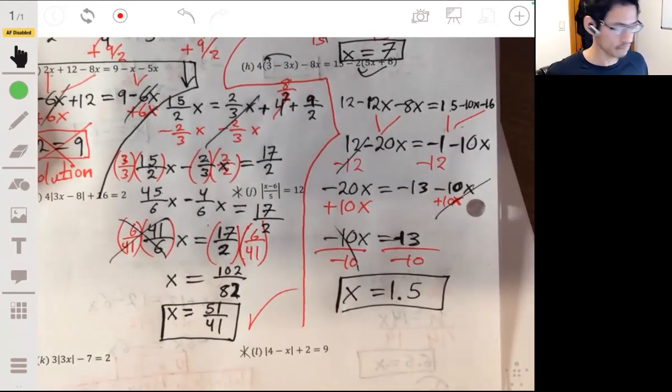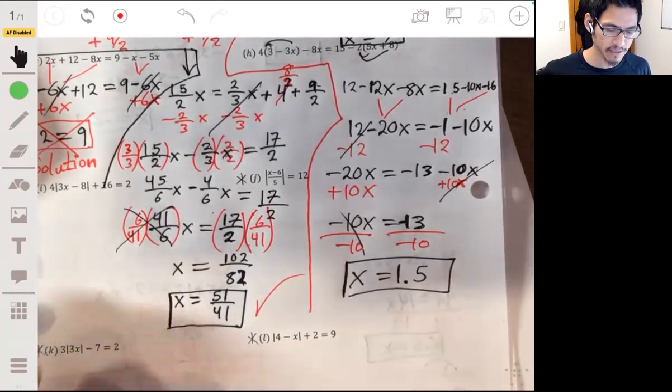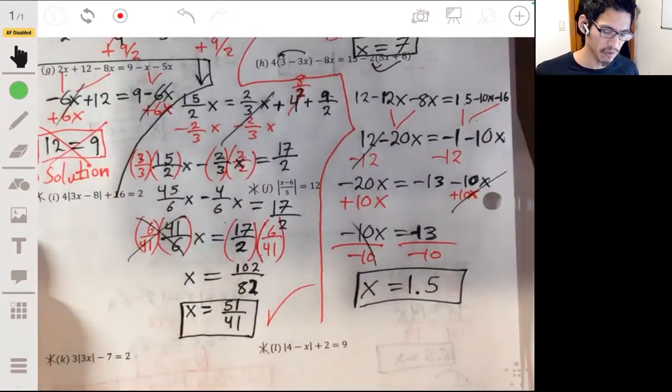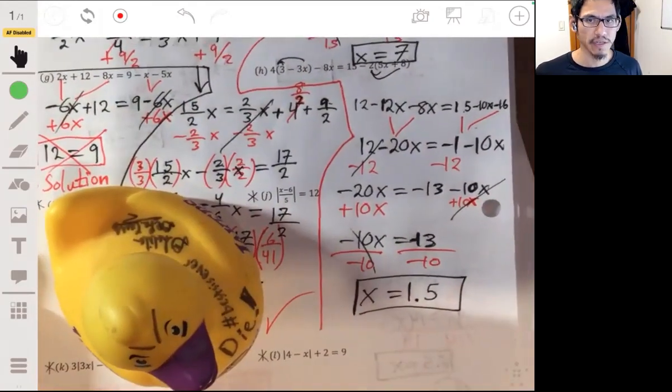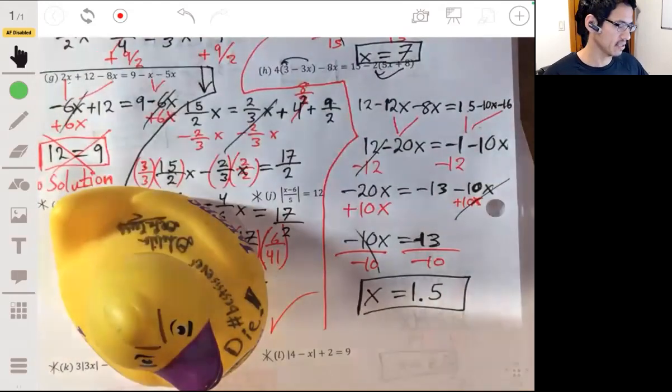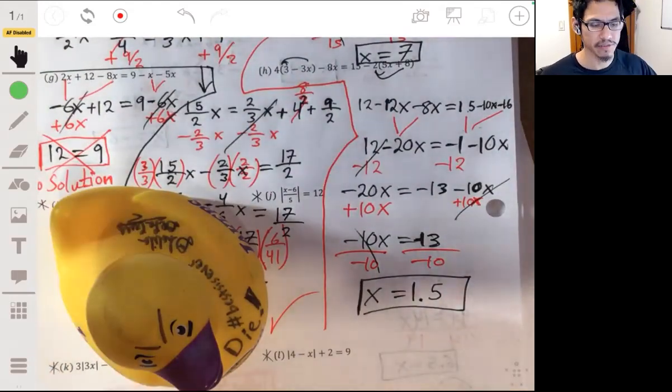Okay, so that's the first part of this practice test. So that's some good review for linear equations. Here's my duck. So, maybe take a little break, and I'm going to pick up in the next video on the next section, which will be inequalities.